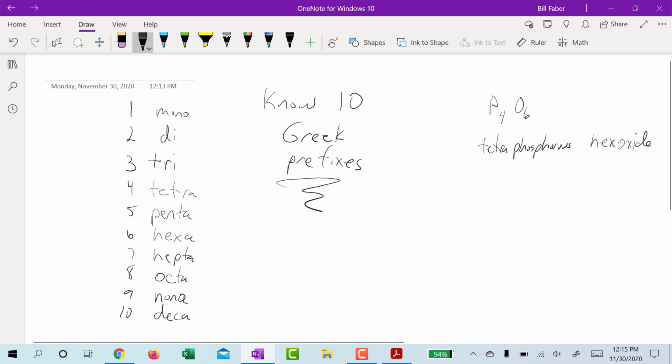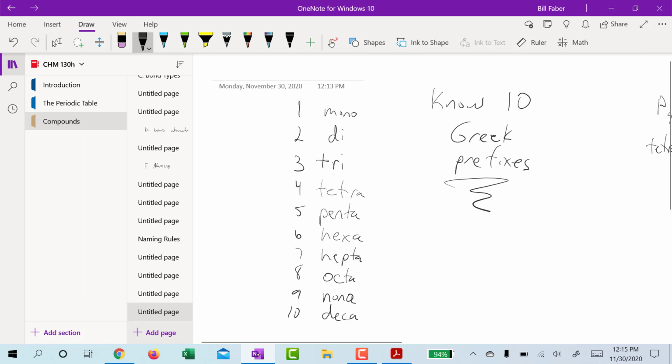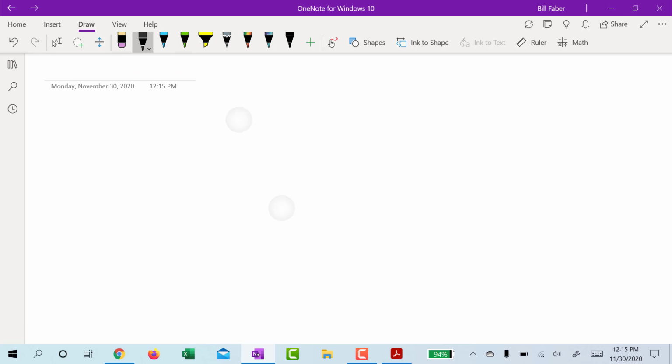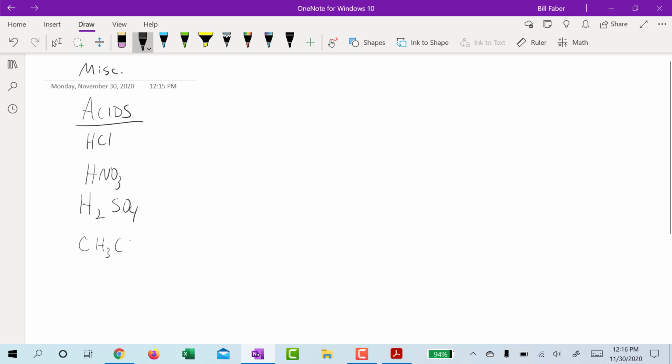One more thing I'm going to tell you about naming, and it's some acid memorization that you're going to see in lab, and you should just know acids. We don't talk about acids and bases until the second semester, but a couple other things. These are just miscellaneous naming things. Acids. You should know these common acids. These are known and used in the lab all the time.